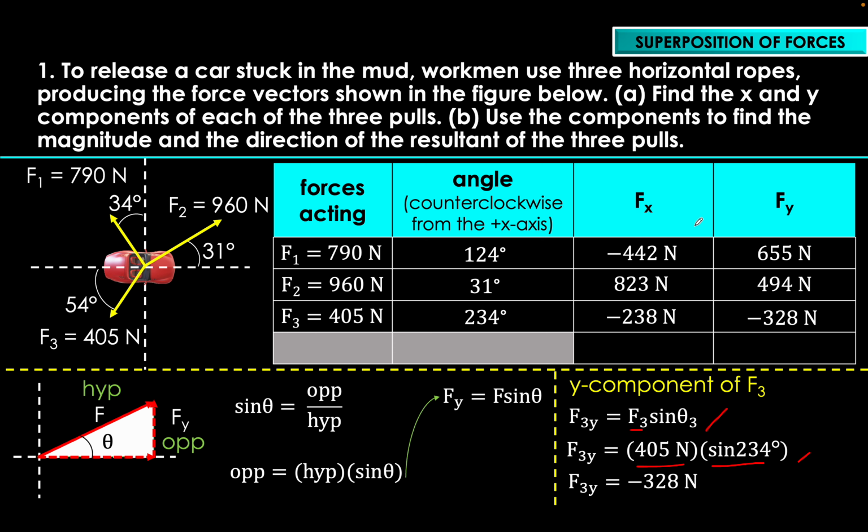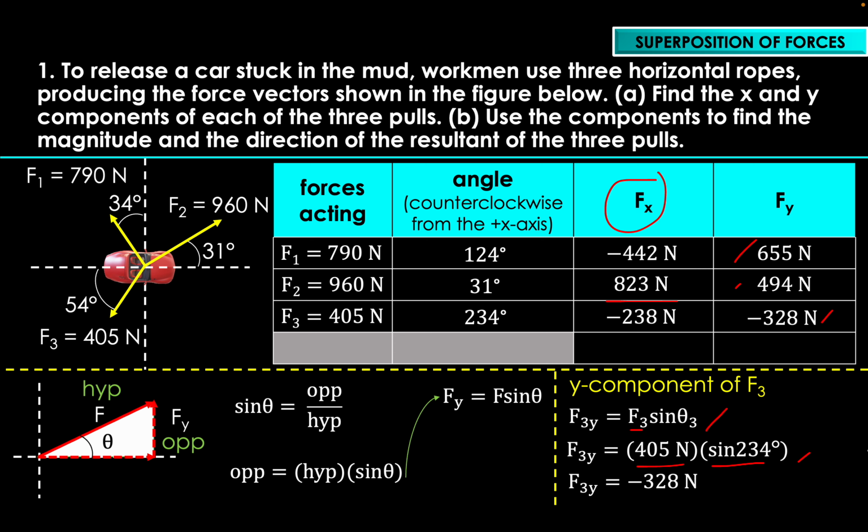Now take note that the signs make sense. For x components of force, you actually have negative for force vector 1 because it is leftward. Same goes for force number 3. But force number 2, which is projected rightward, has a positive x component. And then for y component, force 1 and 2 are positive because they are both upward. But force number 3 has a negative y component because you can see it is directed downward, okay?